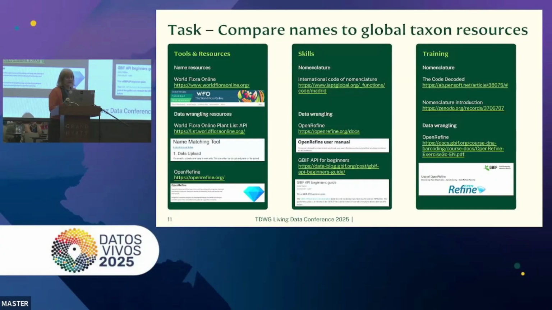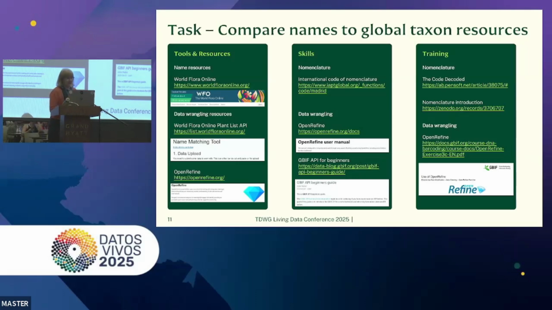So another task is comparing names to global taxon resources. Once a classification has been selected, you then need a process of comparison of names and taxonomy. And these actually need to be pulled apart. The names and taxonomy need to be pulled apart. So we generally look at the names first. And again, there are tools and resources available, and again, these are improving all the time. So thank you to all of those people who are working on those and building and developing them. It's really, really appreciated.